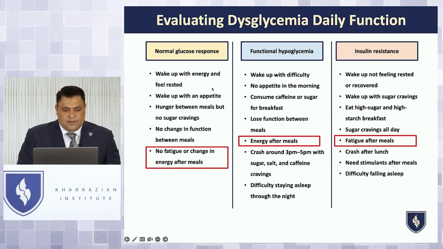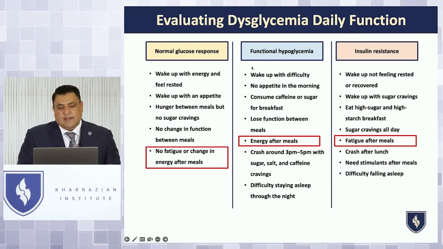And these are the other symptoms that typically occur with normal glucose response, hypoglycemia and insulin resistance. When people have normal glucose responses, they wake up with energy, they feel rested, they wake up with an appetite, they have hunger between meals, but no sugar cravings, no change in function between meals.